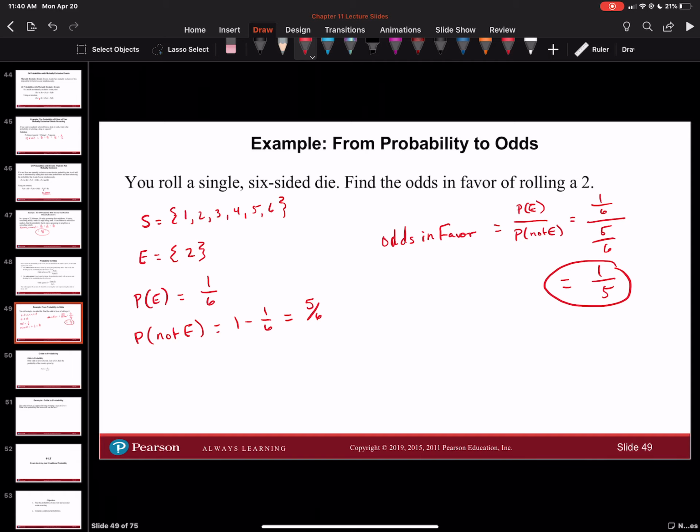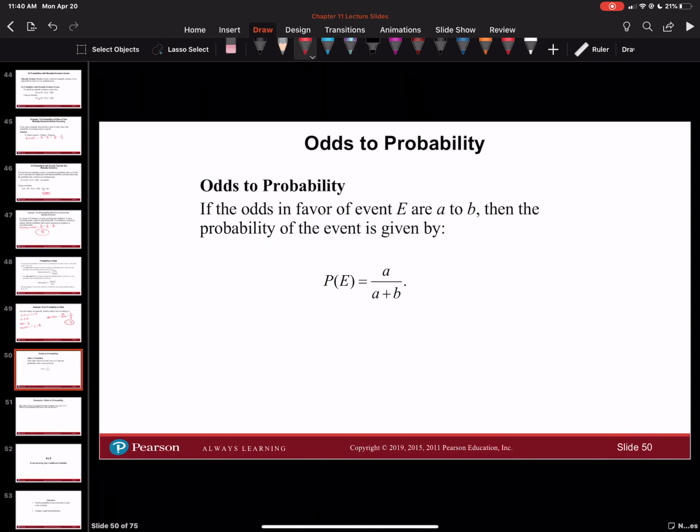Now, let's look at another way of looking at this. Odds to probability. If the odds in favor of event E are A to B, then the probability of the event is given by the probability of E is equal to A over A plus B. This is a real easy thing to remember.